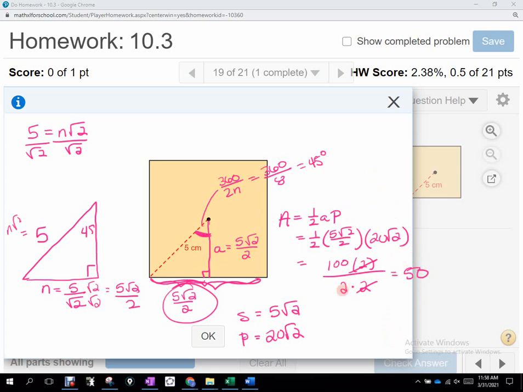Okay, another way of doing it is that once you had this, okay, the technique we used was 1/2 AP. But is the area of a square also this, s squared? So I could go s being 5 radical 2 times then 5 radical 2. What's 5 times 5? 25. And what's radical 2 times radical 2? 2. So it gives me 50 that way, right?